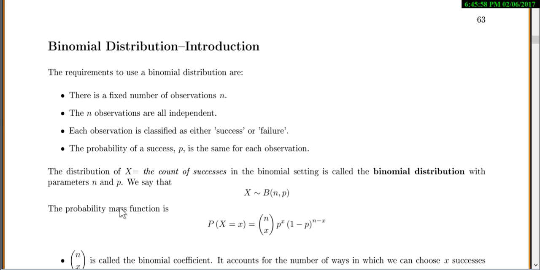Because the binomial distribution, you still have either a success or failure. Okay, yes or no, 0 or 1, but you're going to do it n times. So this is like flip a coin 10 times, or do something 10 times or 20 times. So here's what happens, or the requirements to use a binomial distribution. The first is that you have to have a fixed number of observations n. Or in other words, you know in advance how many times you're going to do your experiment.